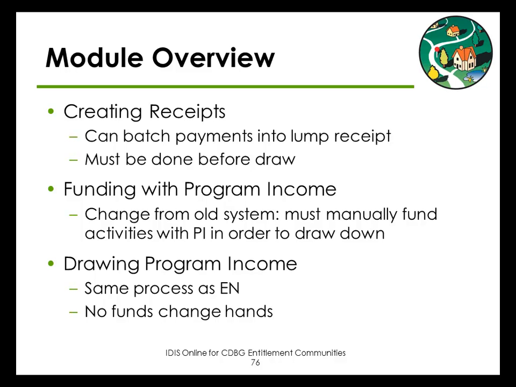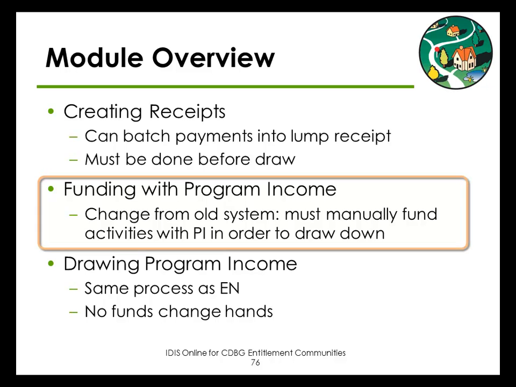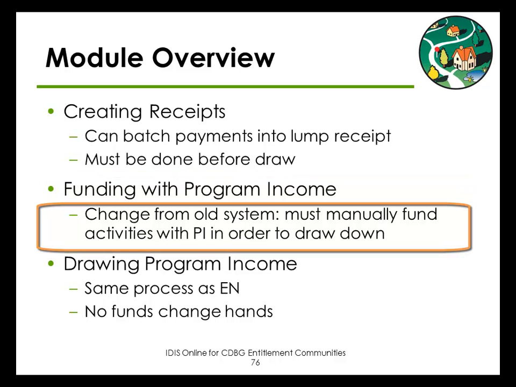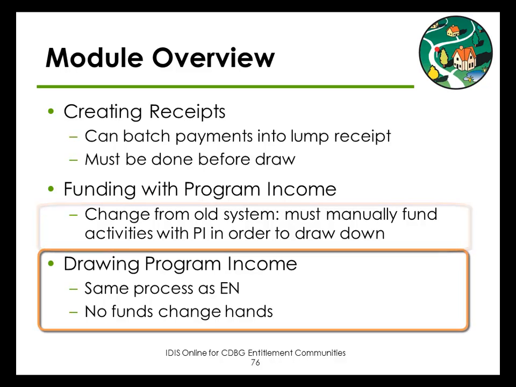Once you have reported the receipt of the income, you will need to report its use for an eligible activity. To do so, you need to first fund that activity with program income. Then create a program income drawdown for the activity. Please note that this process is different than the previous version of IDIS. The drawdown process for program income is just like the normal drawdown process.